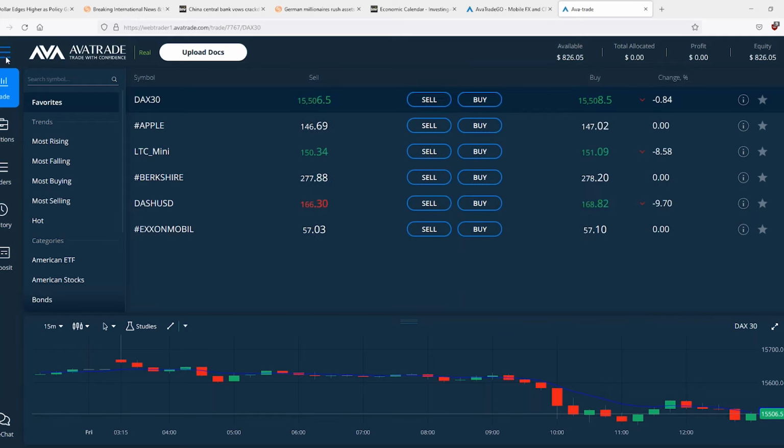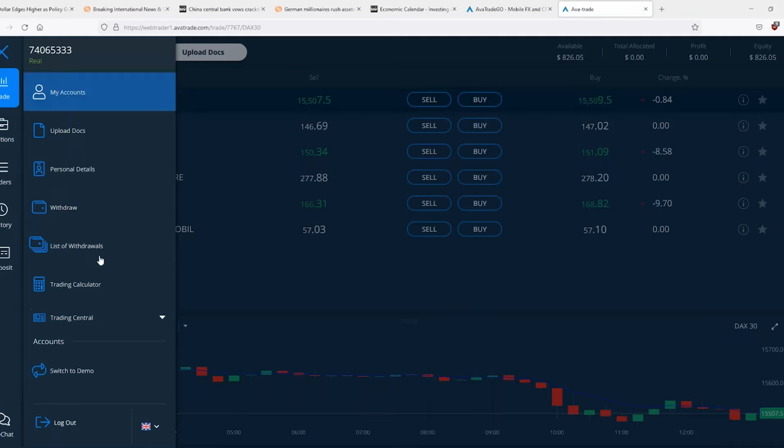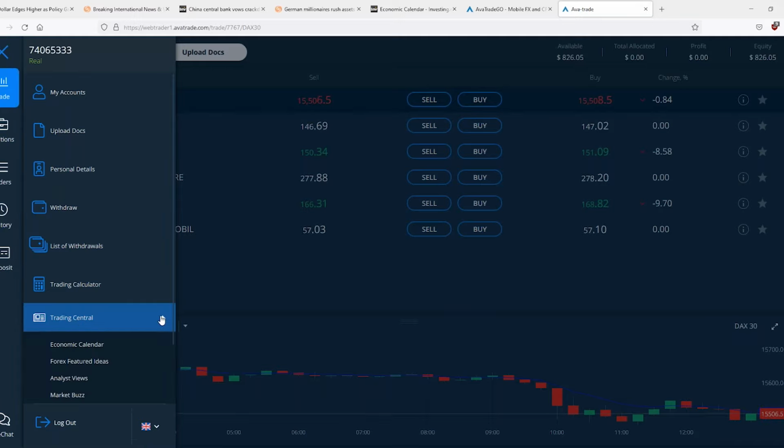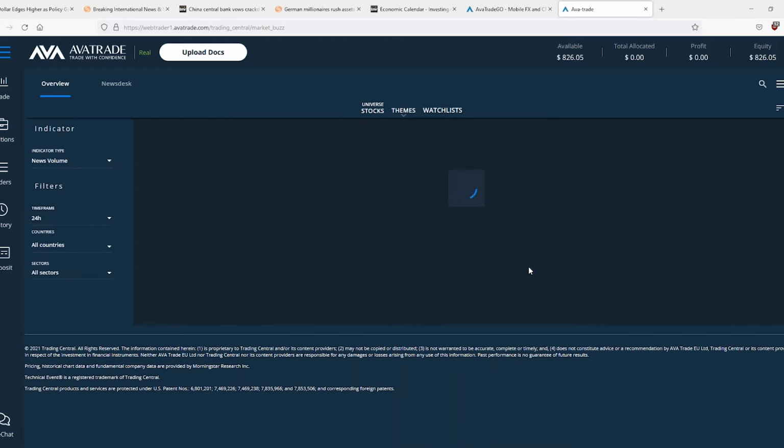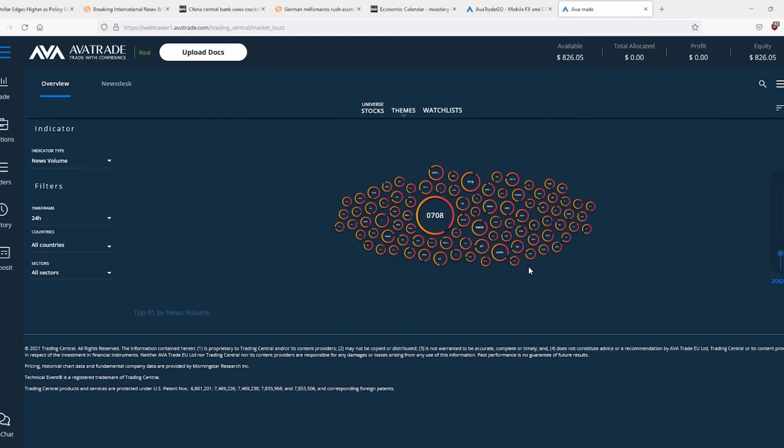Also, you'll see our premium features through Trading Central offer you technical analysis features, free signals. Market Buzz gives you fundamental news on a lot of the stocks. You'll see the ability in the Market Buzz to pick the instrument you're interested in. Okay, there's Apple, 218 publications recently.